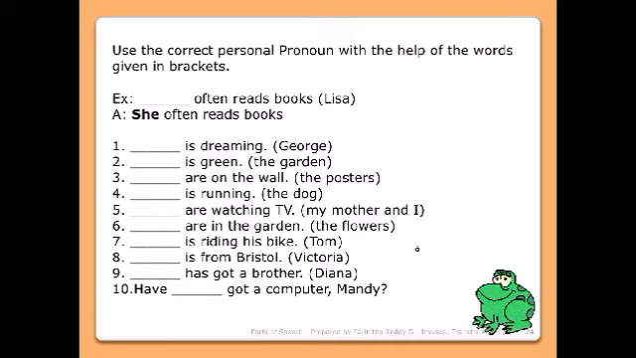The garden dash is green. Now you have to know that there are different divisions in the pronouns. You can't use the same pronoun for living and non-living things. You know that the garden has plants in it, which are living, but as a whole the garden refers to a non-living thing. We'll use it. It is green. Okay. And next, dash not on the wall, the posters. Now we have to replace the posters. They're not on the wall.